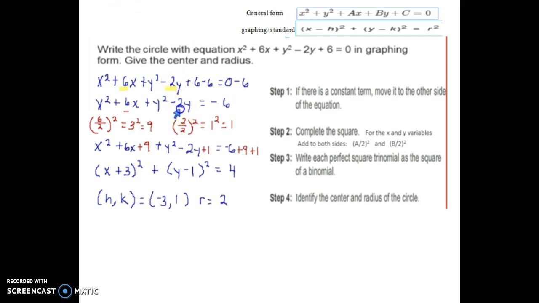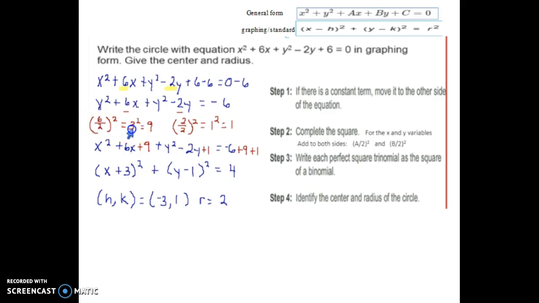Now we're going to complete the square for the y term. So the y term here is 2. So 2 divided by 2 is 1. 1 squared is simply 1. So then we're going to add 1 to both sides of the equation. Now we're going to factor this. So we've got x plus 3, and it's always going to be whatever you halved.